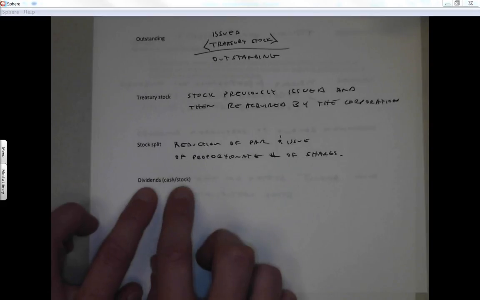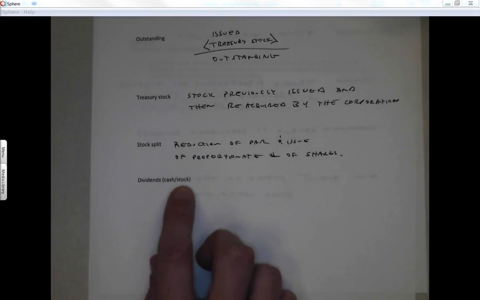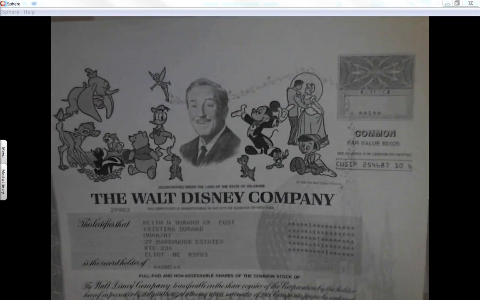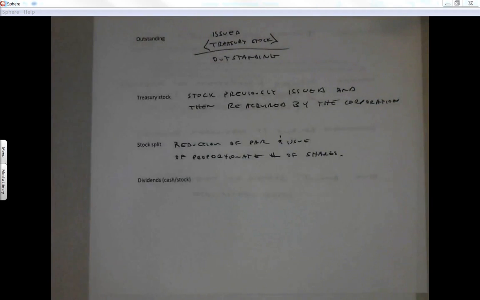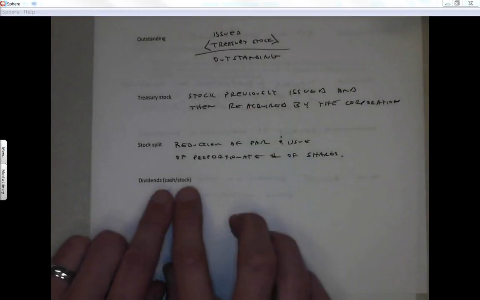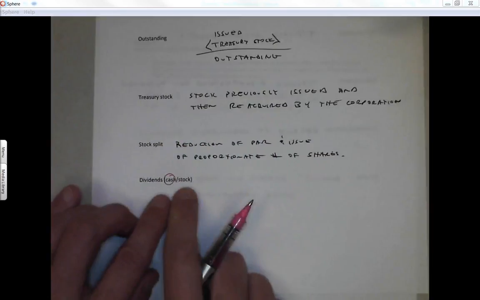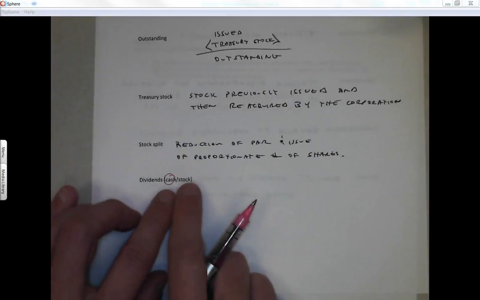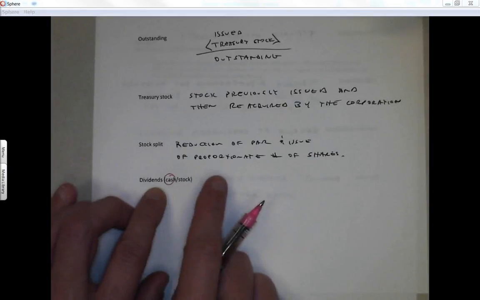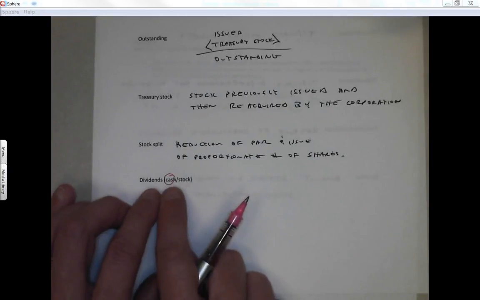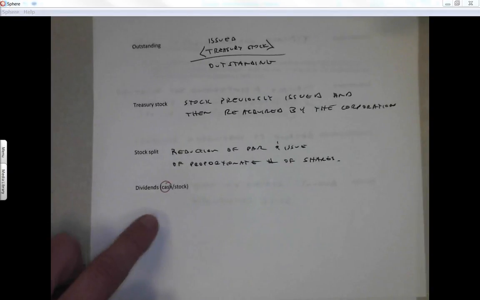If you issue a stock dividend, there's really no journal entry. There's really nothing to do, because all they're doing is printing more paper and giving you more shares of stock. What we're going to look at primarily here is a cash dividend. All you have to know between the two is that a stock dividend means they're issuing stock, and a cash dividend means they're issuing cash. But we're going to focus here on cash dividends.